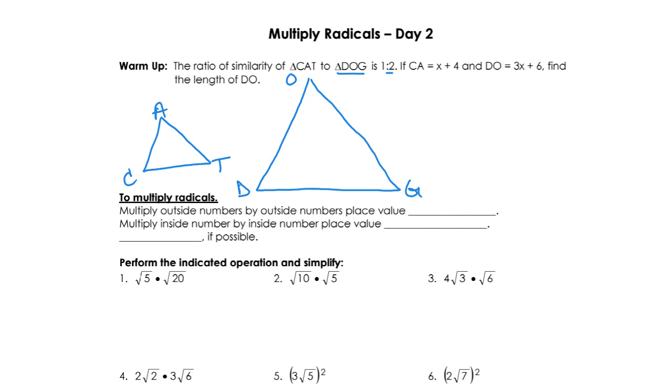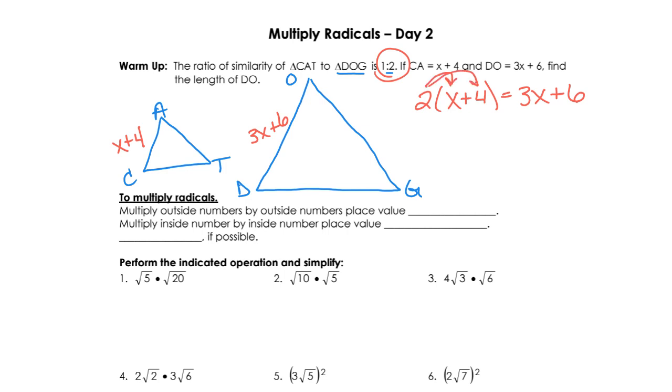All right, and then it tells us that CA is x plus 4, and that DO is 3x plus 6. And they want us to find the length of DO. And so we know DO is already longer than CA. And because DO is twice as long, it's going to take 2 times x plus 4 to equal 3x plus 6. And now that we have our equation, we can go ahead and solve it.